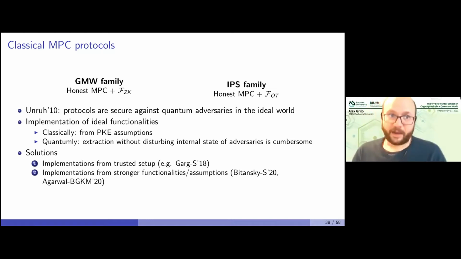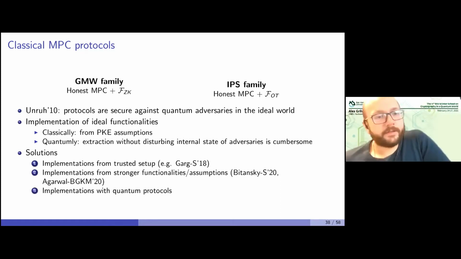A more recent line of solutions is implementing these functionalities from stronger functionalities or assumptions. For example, in this result by Tansky and Shmueli or Agarwal et al., they use FHE and this kind of thing that is not necessarily in Cryptomania, in order to implement these functionalities in a secure way, even against malicious adversaries.